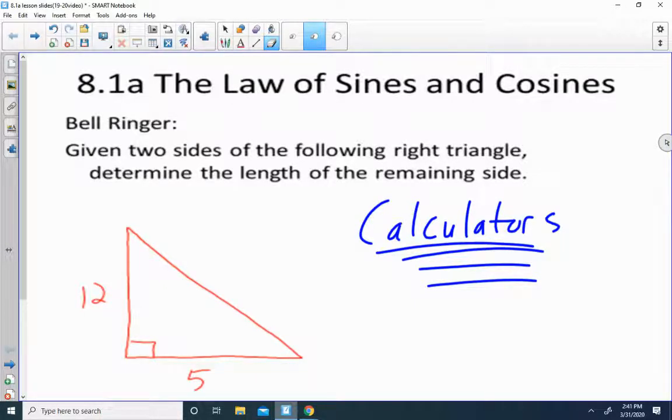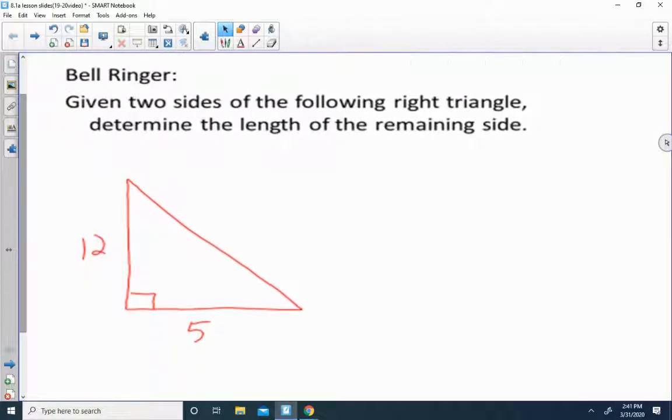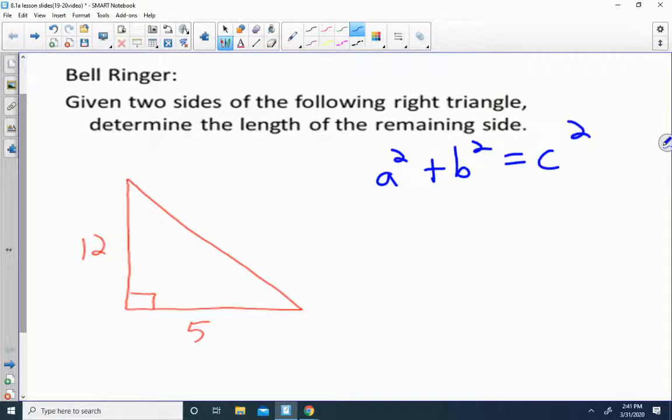So let's begin. First, I want to refresh you with a bell ringer. Given these 2 sides of the following right triangle, determine the length of the remaining side. And of course, for any right triangle, there is a handy-dandy theorem that can help you find the third side, or in other words, the Pythagorean theorem. A squared plus b squared equals c squared, where the c squared is always the hypotenuse. And in this case, we are looking for the hypotenuse, so what we'll be looking for is c.